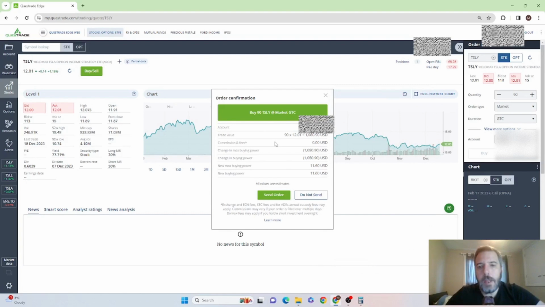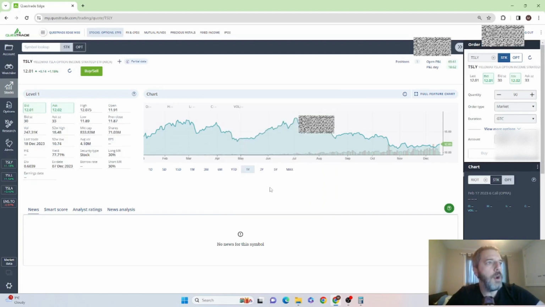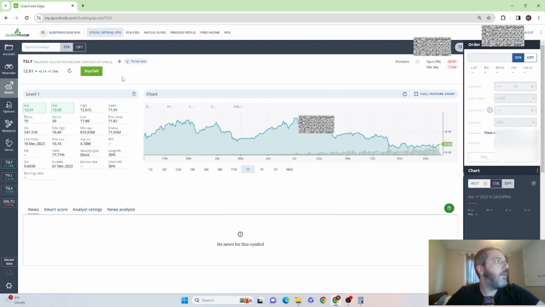Now, this is an ETF, so with Questrade, you don't pay any money for your ETF purchases, but you do pay for your ETF sales. So if I sell TSLY, I'm going to be billed $4.95 per 100 shares, or a little bit less than that, right? So $4.95 is the number. Feel free to go to Questrade to look that number up. And then you can see here my new max buying power is $11.60. So that makes sense. So I'm going to go ahead here and send that order. And we will find out if that has gone through.